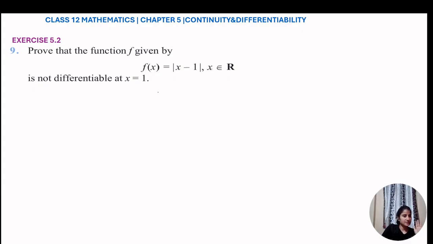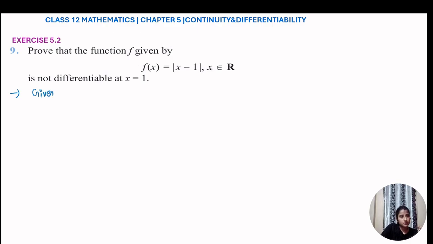Always write the given, as I already told you in my previous videos, but I am telling you once again. Always write what is given to you and what you have to do. That will be a roadmap for you on how to proceed. Therefore, first we write our given condition.